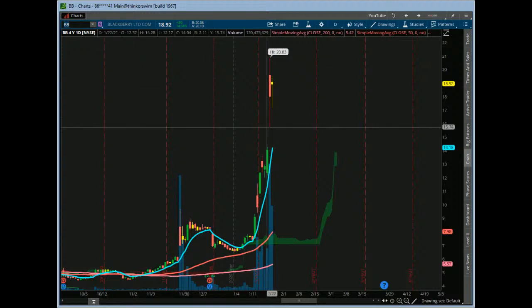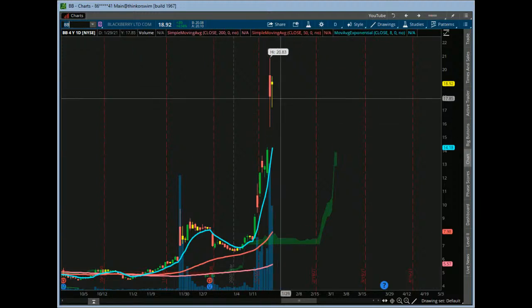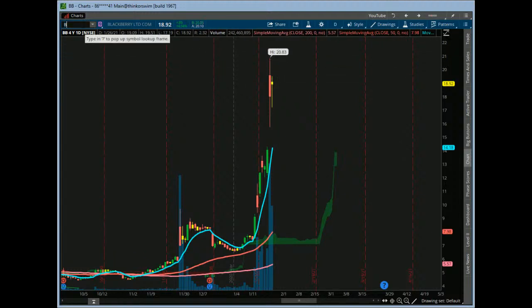So BlackBerry with an inside day here too. Again, that's gapping up to about 20. It's up a little bit here after hours, so let's see how it handles the inside day today.